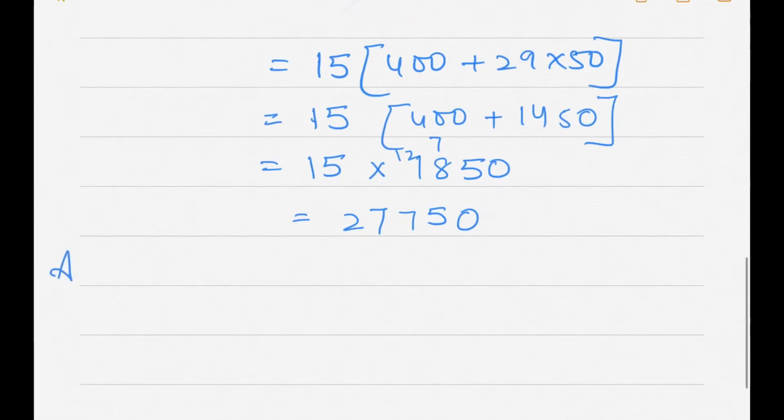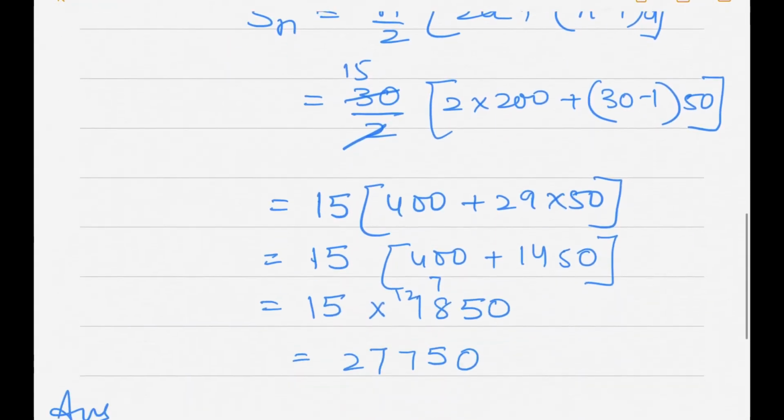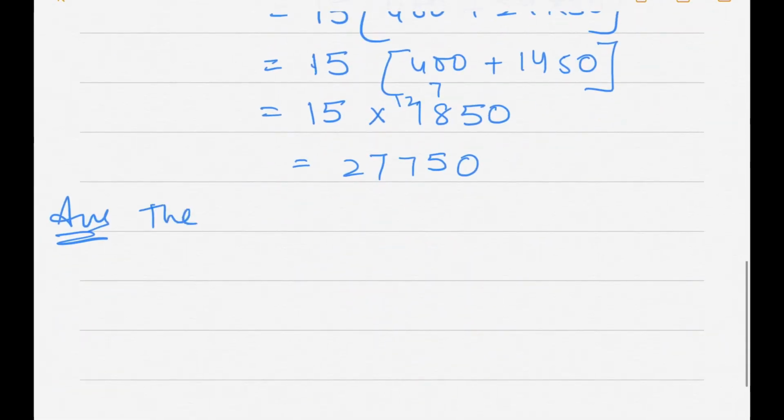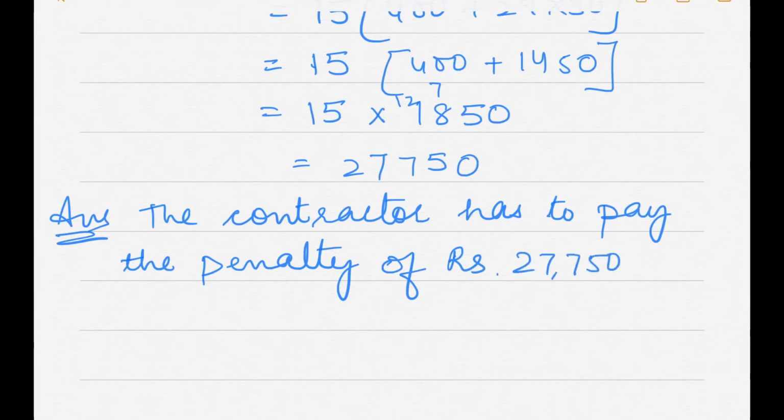So the sum of every day. So my answer I can write down as: the contractor delayed for 30 days, right? How much penalty does he have to pay? So I can say the contractor has to pay the penalty of rupees 27,750, right, for a delay of 30 days.